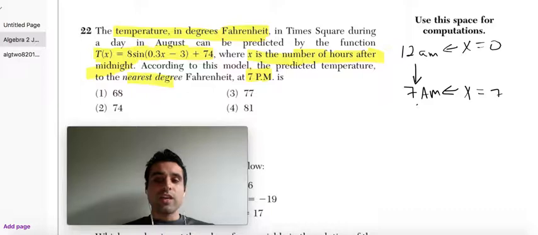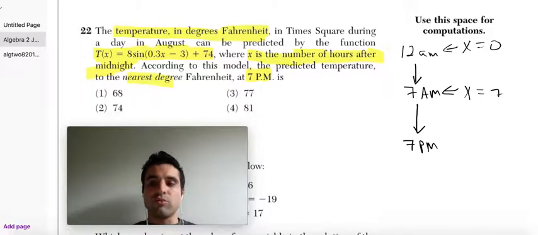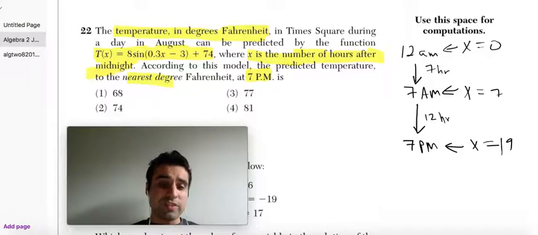All right, we pass another 12 hours from 7 a.m. to 7 p.m. And then that's 12 more hours, so that becomes x equals 19, because 12 additional hours have passed here. 7 hours plus 12 hours is 19 hours. Or you go from 7 a.m. to 12 p.m. noon, that's 5 hours plus 7 more hours, and you could get 12 hours like that, right? But either way, the total number of hours after midnight is 19.